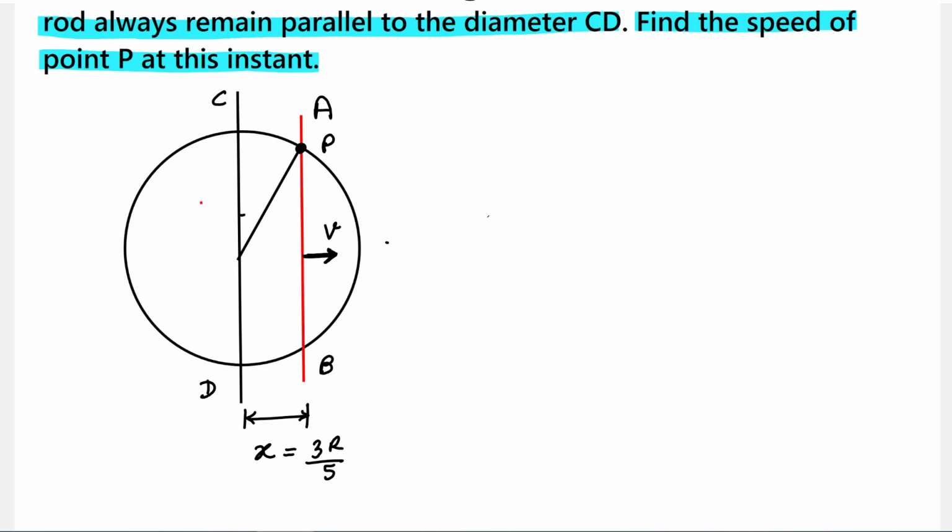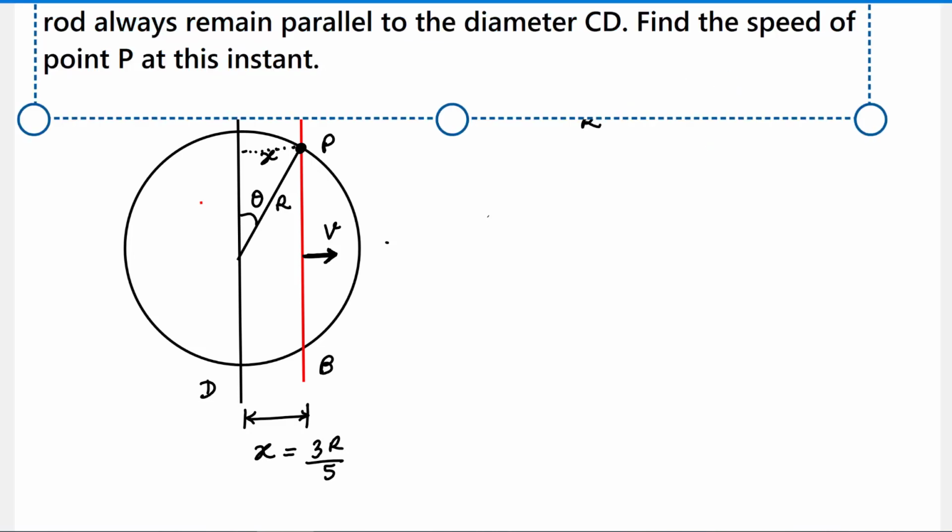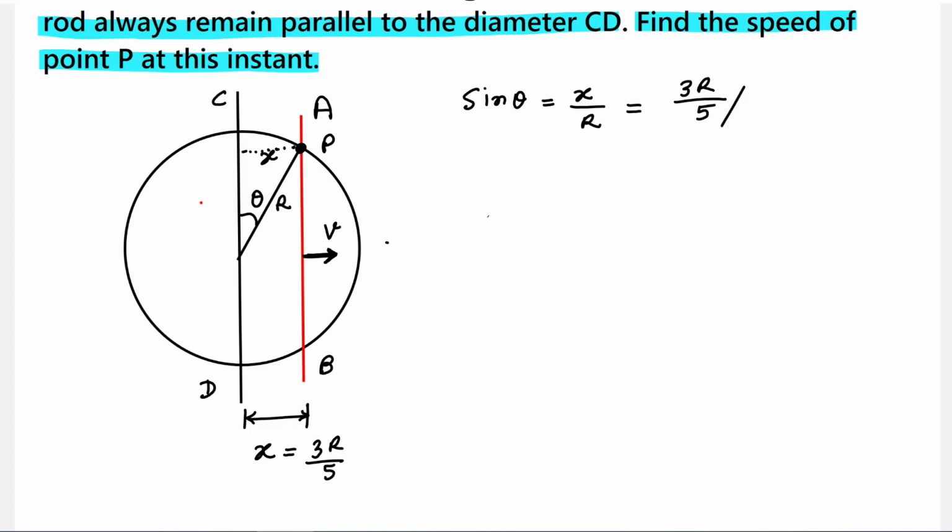Let's say this angle is theta. We can calculate this: this distance is x and this distance is r. So sine theta will be x by r, and x is given, that is 3r/5, divided by r. So from here, sine theta is equal to 3/5. Now this angle is theta, so this angle will also be theta.